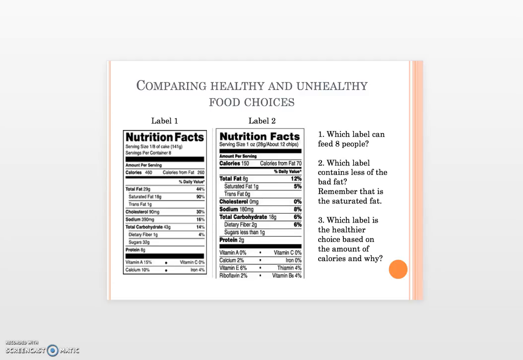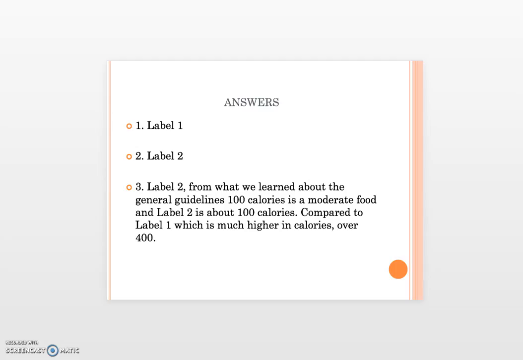Welcome back. Question number 1 says, which label can feed 8 people? If we look at both labels, we see that the servings per container for label 1 is 8. For label 2, there actually are no servings per container. So the correct answer is label 1.